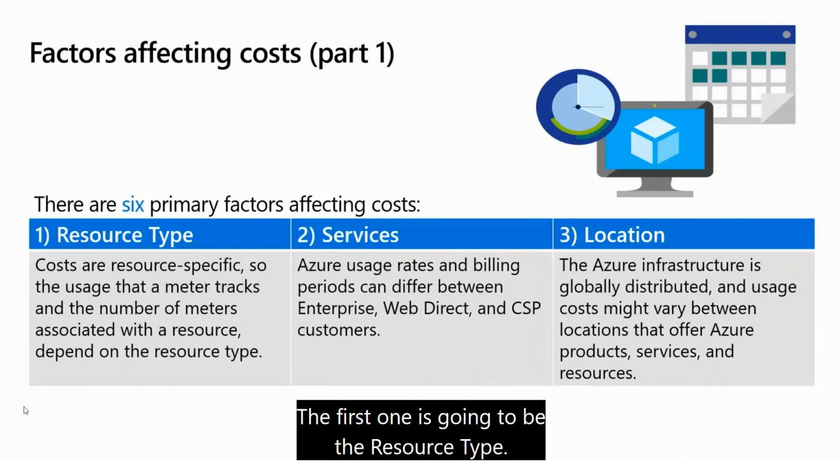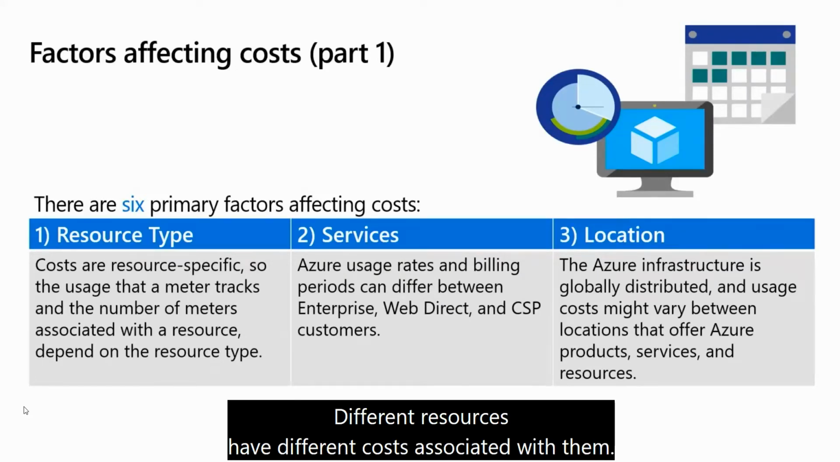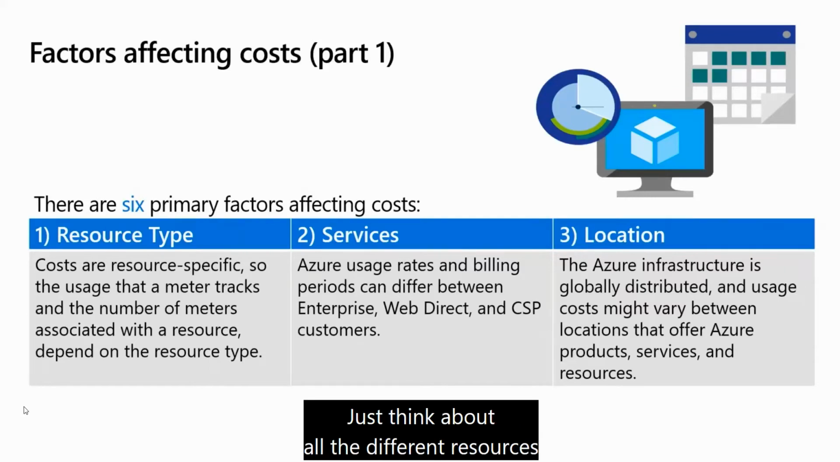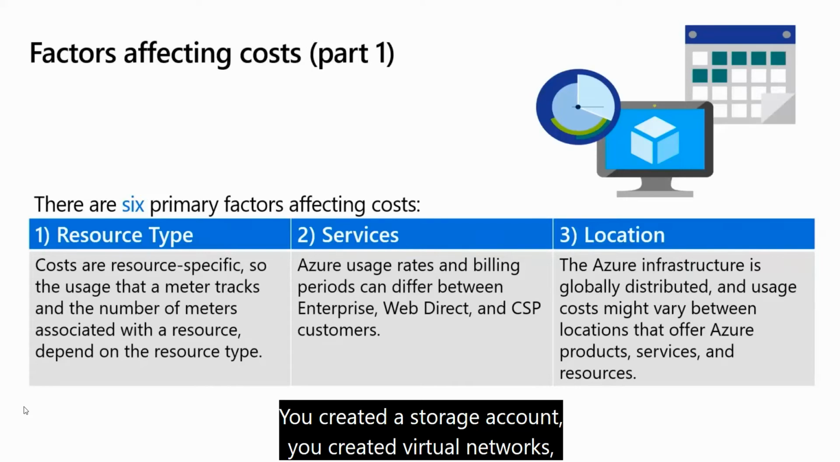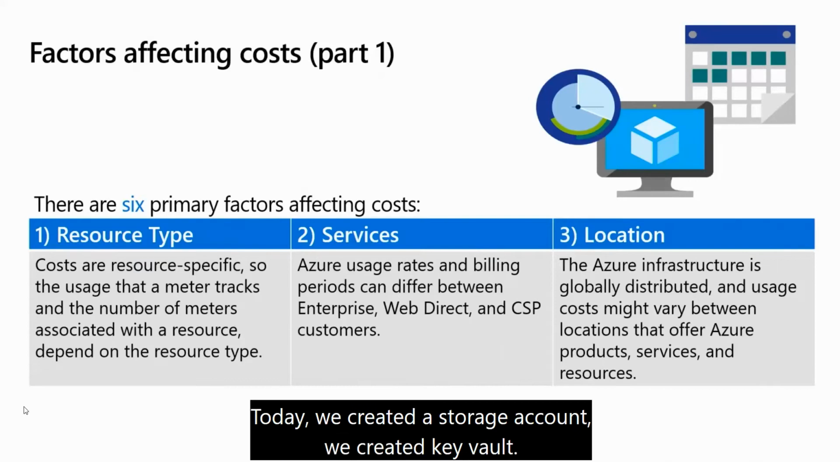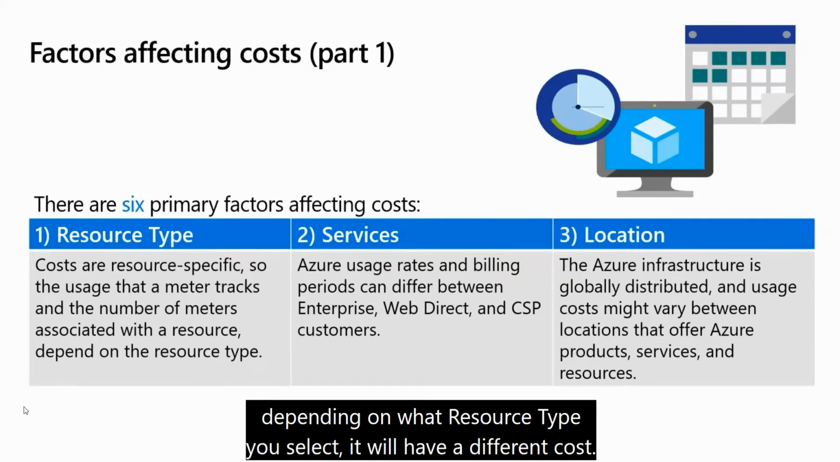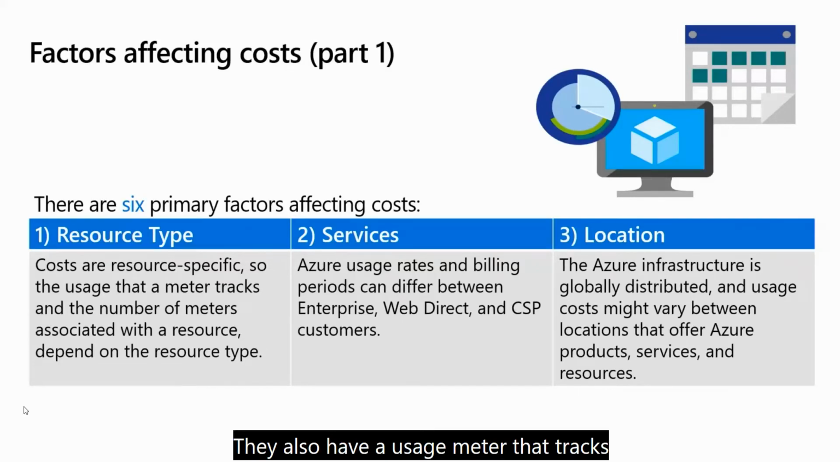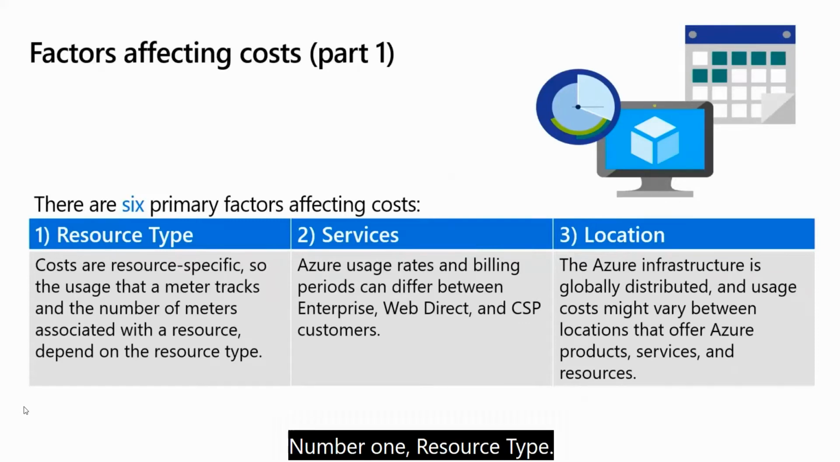So the first one is going to be the resource type. Now, different resources have different costs associated with them. I mean, just think about all the different resources that you created yesterday with Lorraine. You created a storage account, you created virtual networks, you created a virtual machine. Today, we created a storage account, we created a key vault. Like, there's different prices for different resources. So depending on what resource type that you select, it will have a different cost. They also have a usage meter that tracks how much, down to the second, of when that resource was used. So number 1, resource type.